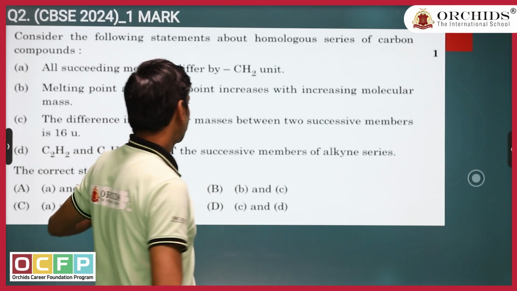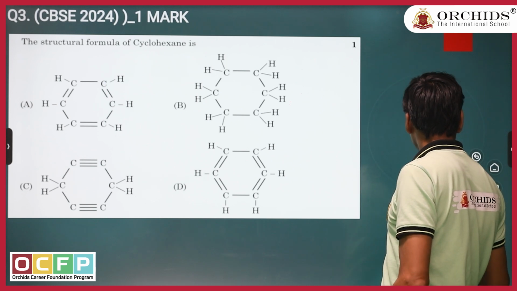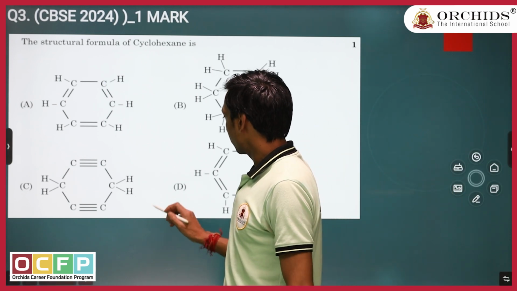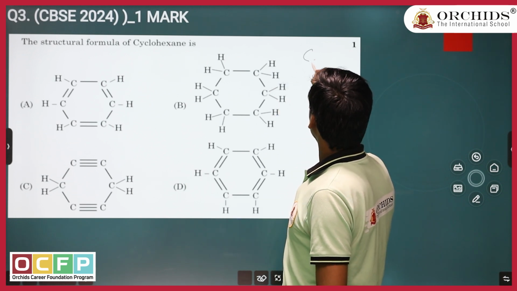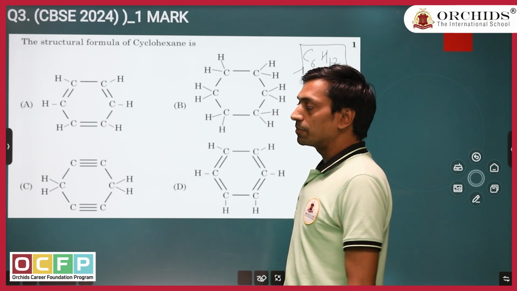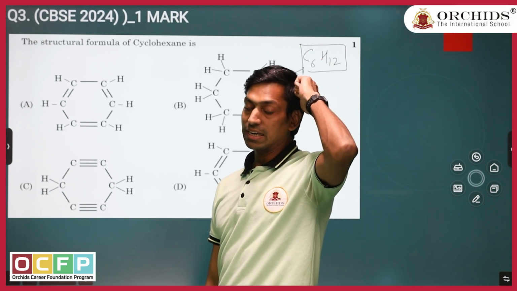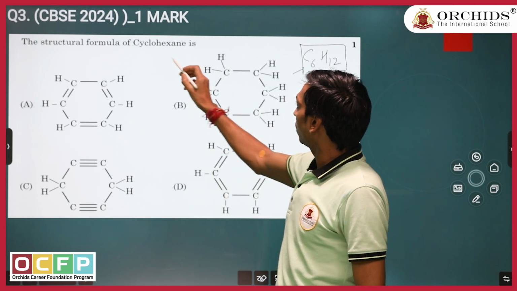Now the next question: the structural formula of cyclohexane. The formula of cyclohexane is C6H12. It has a similar formula to that of alkene members. So C6H12, and what is cyclohexane?